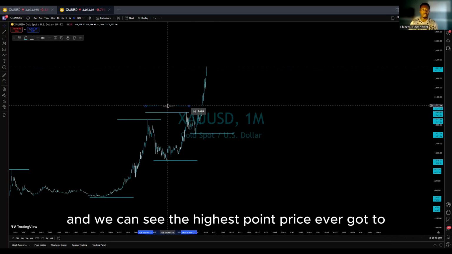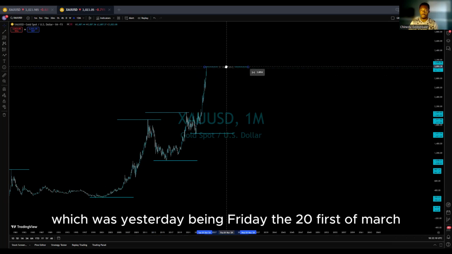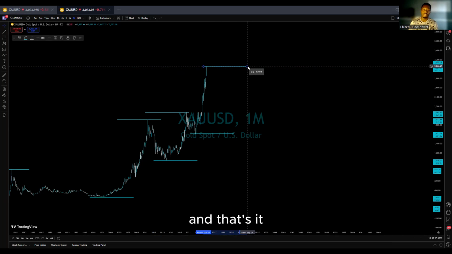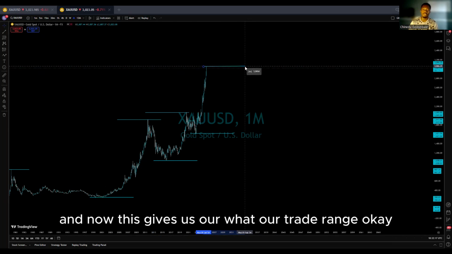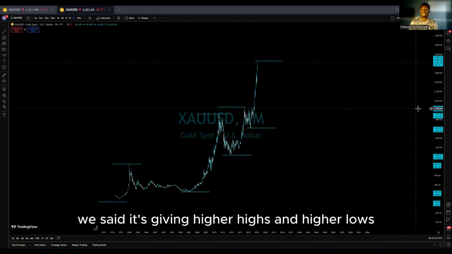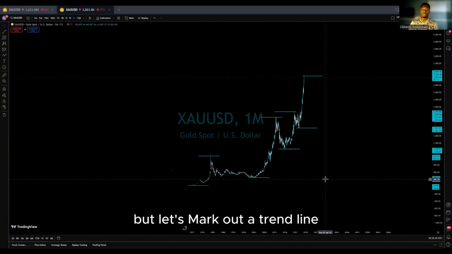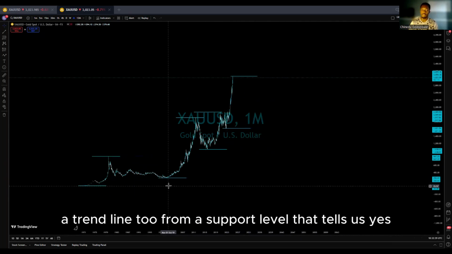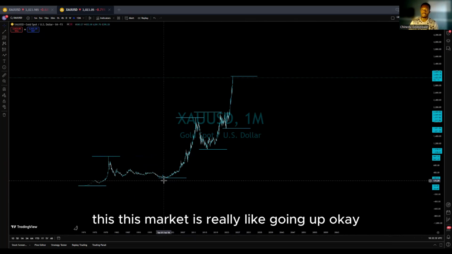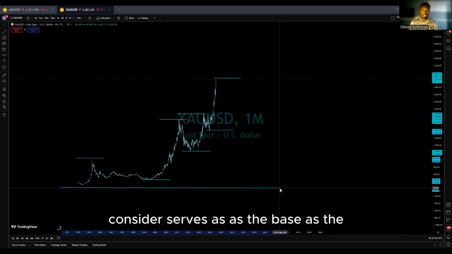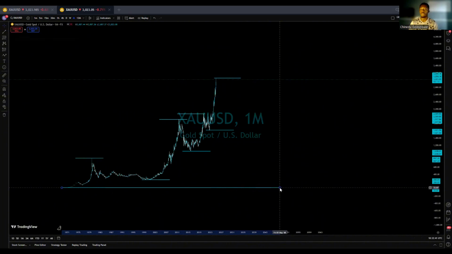And you can see the highest point price ever got to, which was yesterday being Friday, the 21st of March. And that's it. Now this gives us our trade range. Now, we said it's giving higher highs and higher lows, but let's mark out a trend line. Trend line two from a support level that tells us yes, this market is really going up.